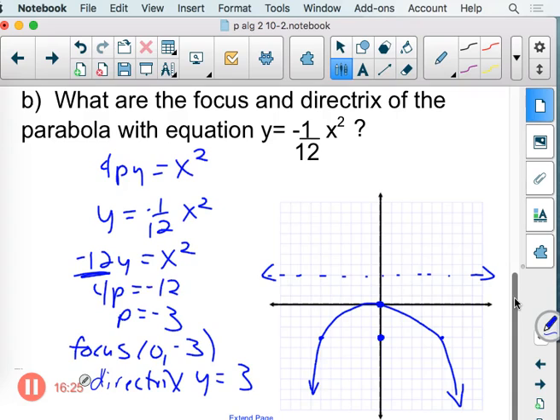Again, the great thing about using that focal width is that we're not going to have to find any points on the graph. We can generally get a really good sketch of it without having to do all of that. So far, so good? Okay. How neat is that?